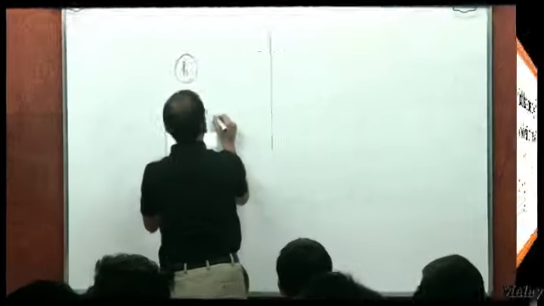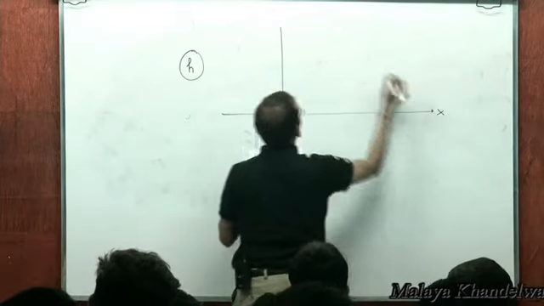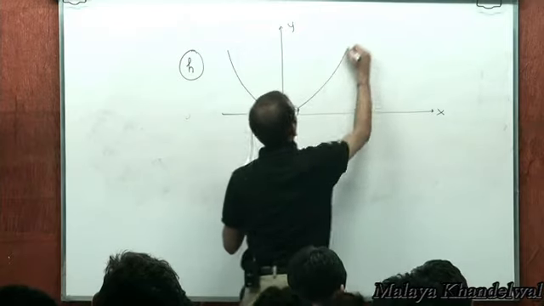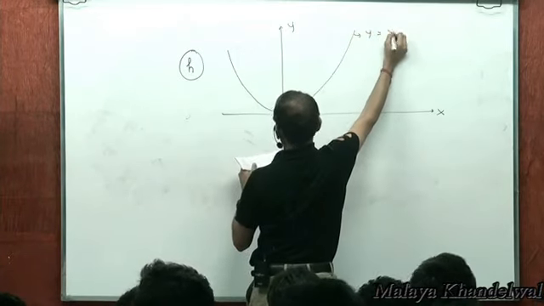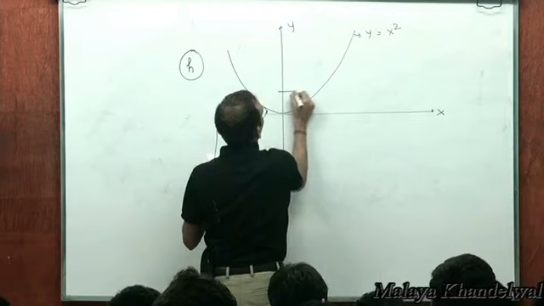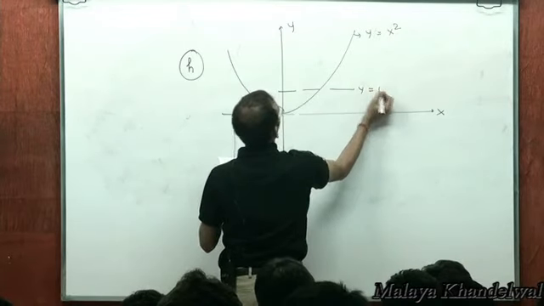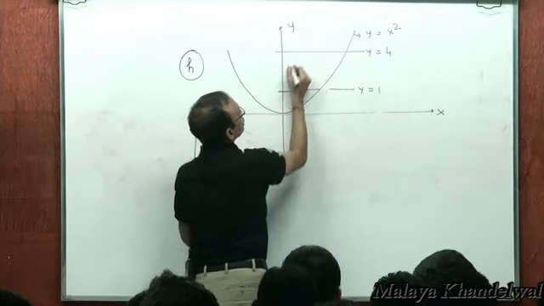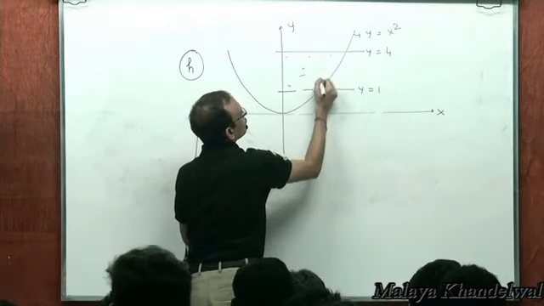We want to find the area bounded by y equal to x squared, between y equal to 1 and y equal to 4. That means this is the area that we are seeking. What would you do now?